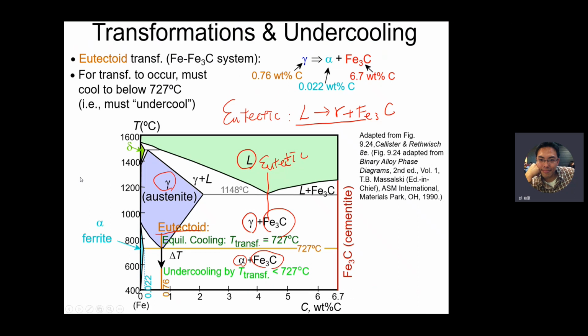So the composition is about 0.76, right? And the alloy is heated above 727 Celsius, for example, right here. And cooling down, right? Cooling down below 727 Celsius, two solid phases form, alpha and the cementite. Okay, it's called the eutectoid reaction.